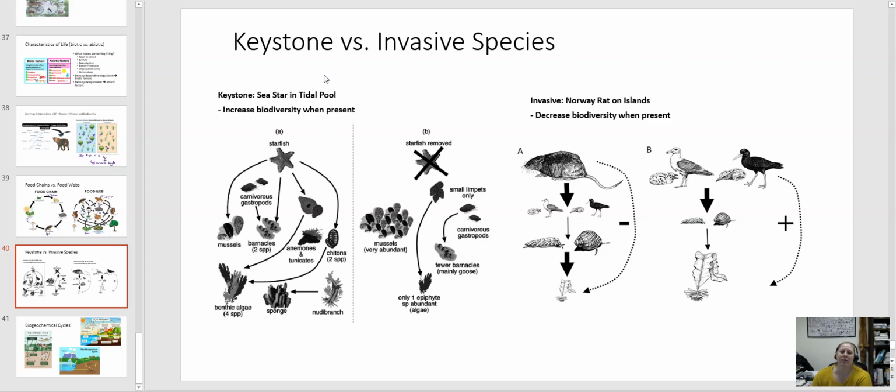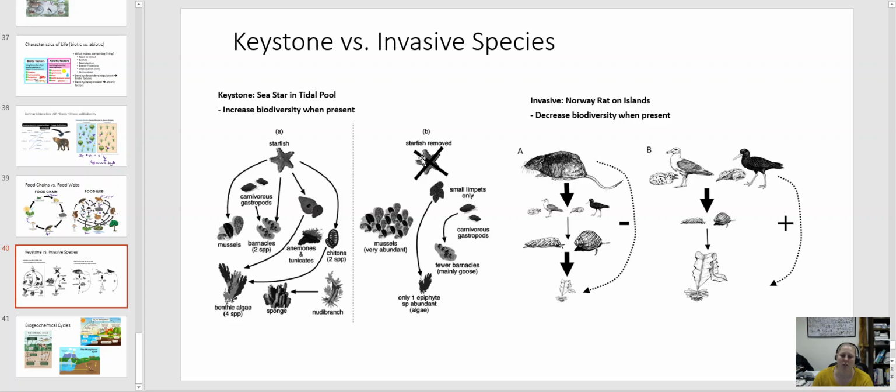So when we have a sea star in a tidal pool, sea stars actually eat a lot of different filter feeders or carnivorous individuals. They eat a lot of filter feeders. When they're eating those filter feeders, that allows the algae to grow, the nudibranchs, the sponges, everybody is able to live, and we see a balanced ecosystem. And so these arrows are pointing the other direction because it's also showing this direct relationship here.